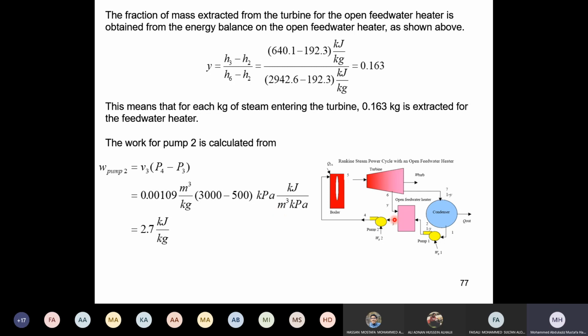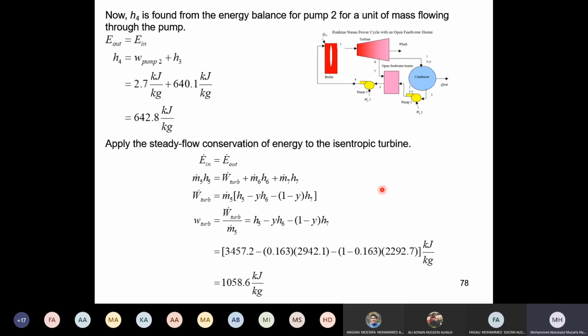V3, you get this from the table, and then multiply by P4 minus P3. And remember, Faisal and Yazid again, that this is very small here, 2.7. The previous one was 0.5. Here it is 2.7. It's very small, and therefore we can neglect it. Then we get H4 by adding H3 to W pump.